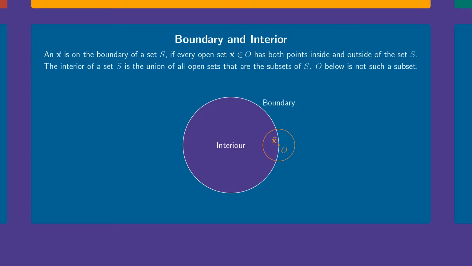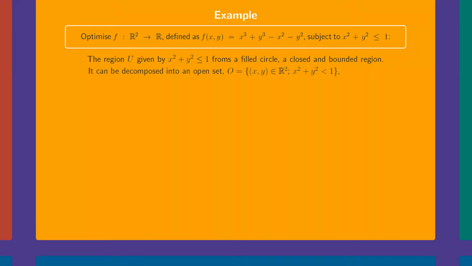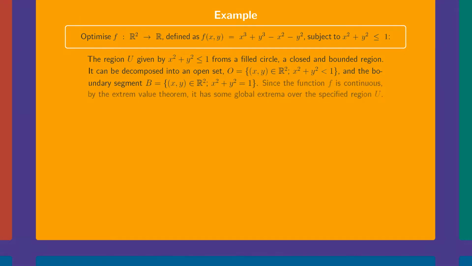For example, consider a continuous function of two variables x cubed plus y cubed minus x squared minus y squared that we wish to optimize subject to x squared plus y squared being less than or equal to 1. The region given by the constraint is a filled circle, a closed bounded domain. It can be decomposed into its interior, x squared plus y squared being less than 1, which is an open set, and the boundary, x squared plus y squared being equal to 1, which is given by an equality constraint. Since the function is continuous, by the extreme value theorem, it has some global extrema.